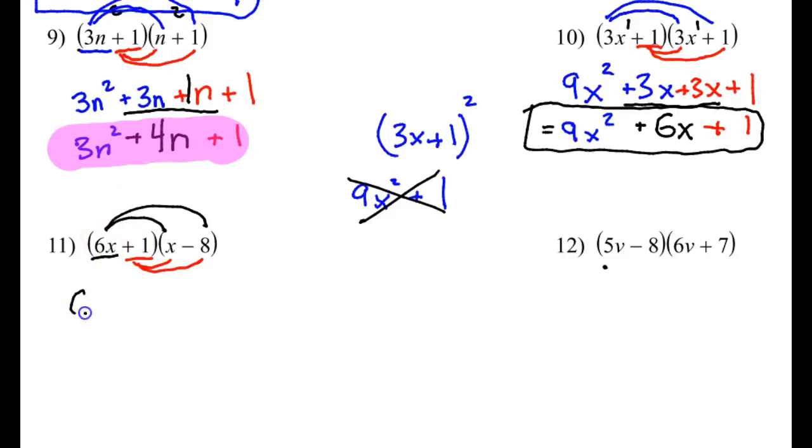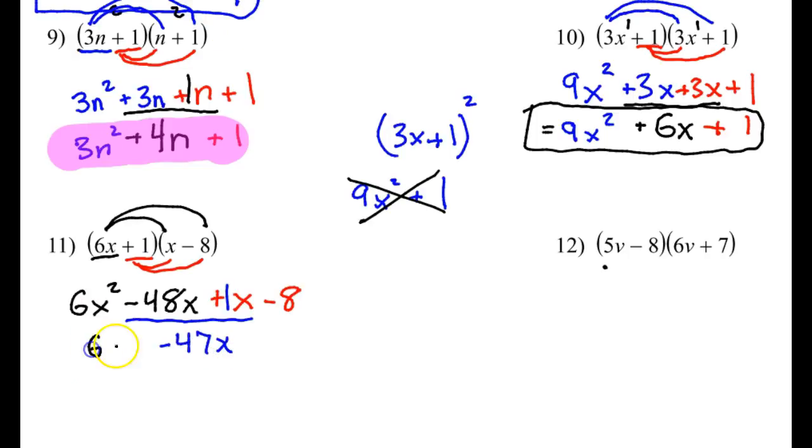So 6x times x, 6x squared. We're multiplying, so we're adding the exponents. 6x times negative 8, negative 48x. 1 times x, x. 1 times negative 8 is negative 8. And of course, we have some like terms that we're left with here. So negative 48x plus 1x is negative 47x. So the first term and last term stay the same.